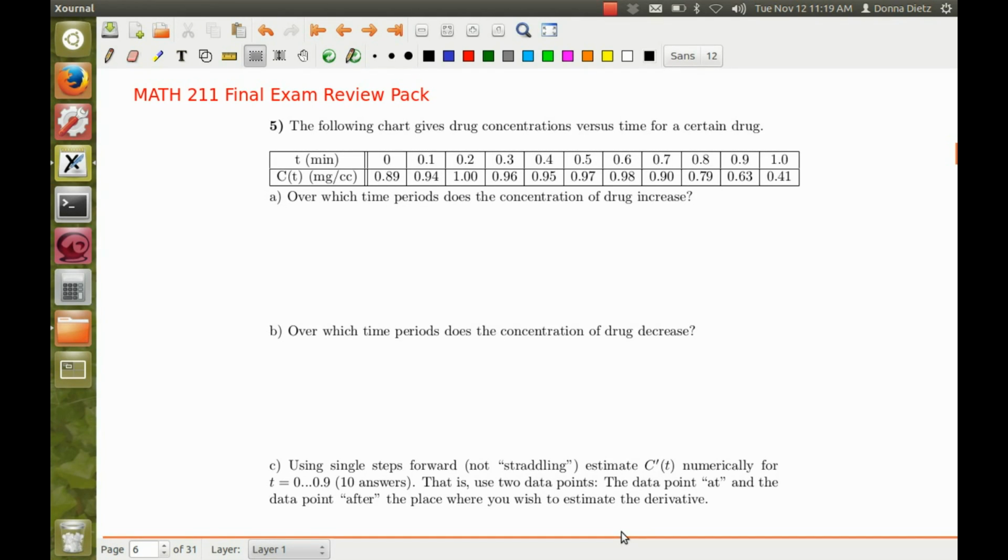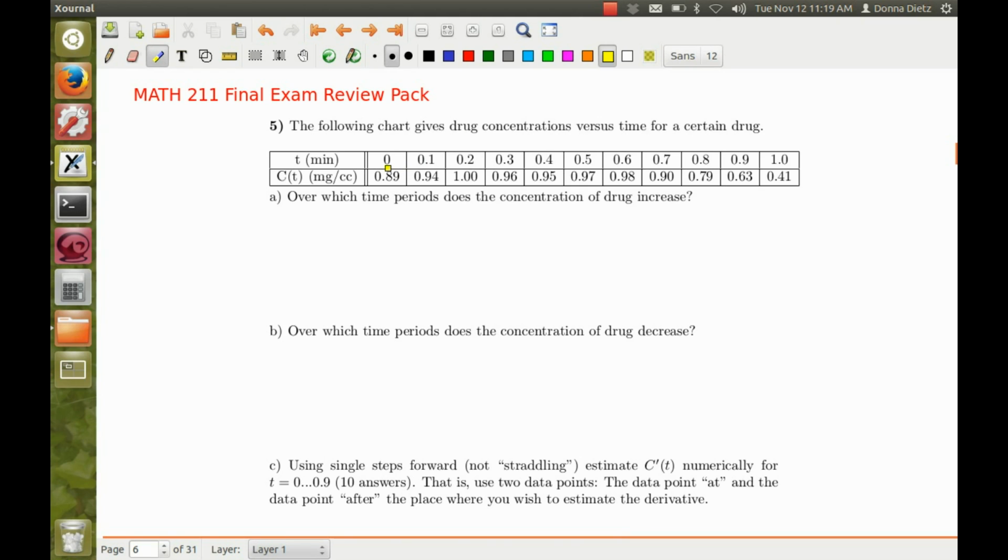Okay, so the final exam review pack, question number 5. The following chart gives drug concentrations versus time for a certain drug. Over which periods of time does the concentration increase or decrease? So the biggest problem people have is understanding that it's over a period of time, not at a time.